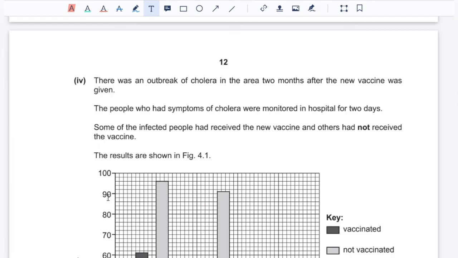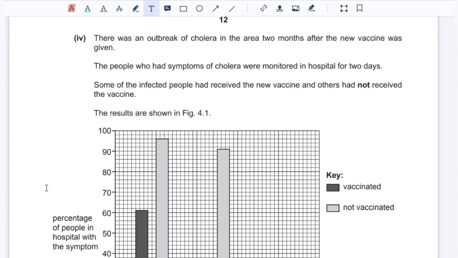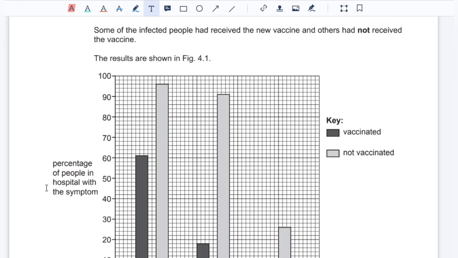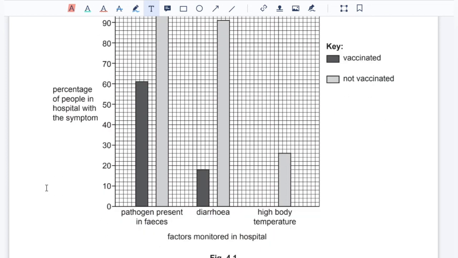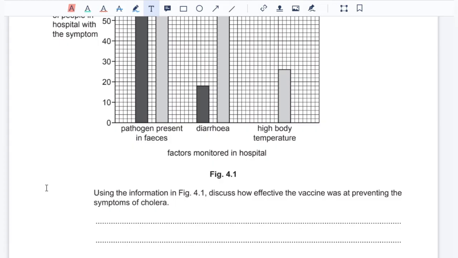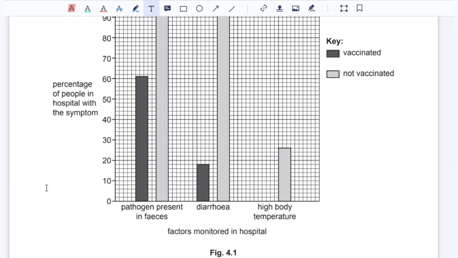4. There was an outbreak of cholera in the area 2 months after the new vaccine was given. The people who had symptoms of cholera were monitored in hospital for 2 days. Some of the infected people had received the new vaccine and the others had not received the vaccine, and the results are shown in this figure. Using the information in figure 4.1, discuss how effective the vaccine was at preventing the symptoms of cholera.